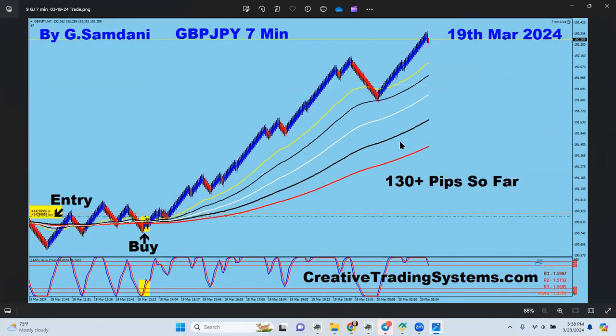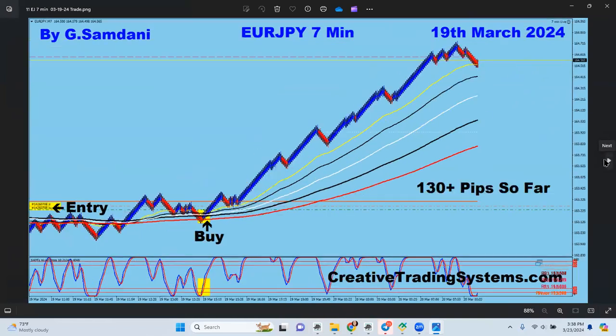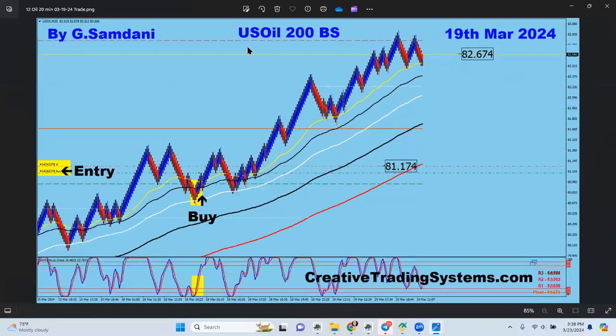This one is pound yen again from the 7-minute chart for 130 pip after retracing a little bit, and then it went up again. And then USD yen also did the same thing. After retracing, it went up again for 80 pip from the 7-minute chart. And then Euro yen did the same thing for 130 pip. They all went up big time.